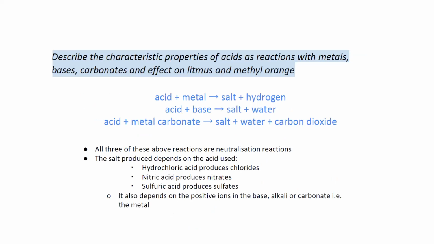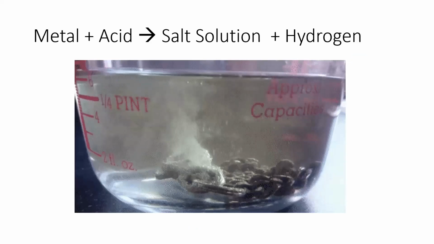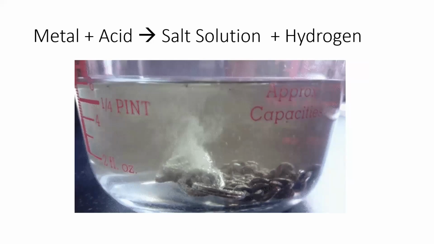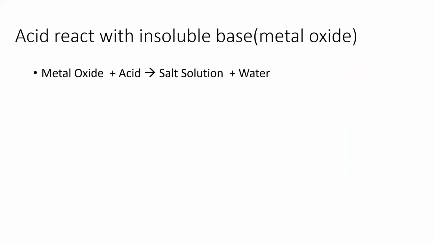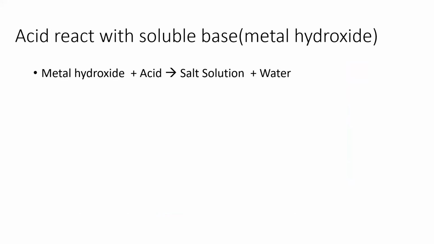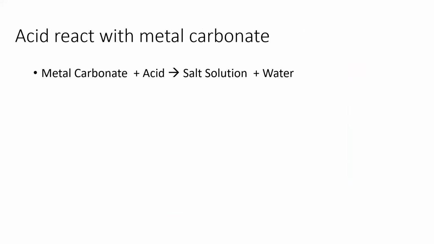Then we have already discussed the reactions of acid, the characteristics of acid. When acid reacts with metal, it forms a salt and hydrogen gas. When acid reacts with metal oxide, it forms a salt solution and water. Acid reacting with metal hydroxide also results in the formation of salt and water. And acid plus metal carbonate, what will be the result? The result will be salt, water, and one more product, carbon dioxide, CO2.